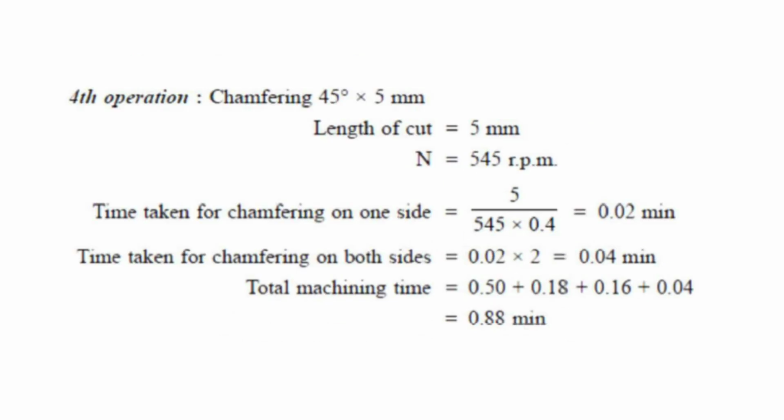Fourth and final operation is the chamfering operation, 45 degree into 5 mm. The length is 5 mm and the speed is equal to 545 rpm. For the total time, we have to add the entire time, that is 0.50 plus 0.18 plus 0.16 plus 0.04, which is equal to 0.88 minute.